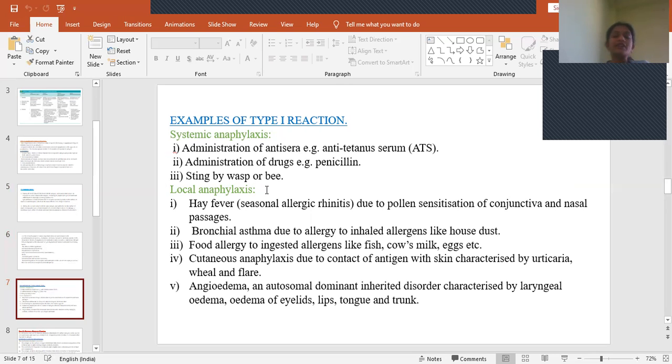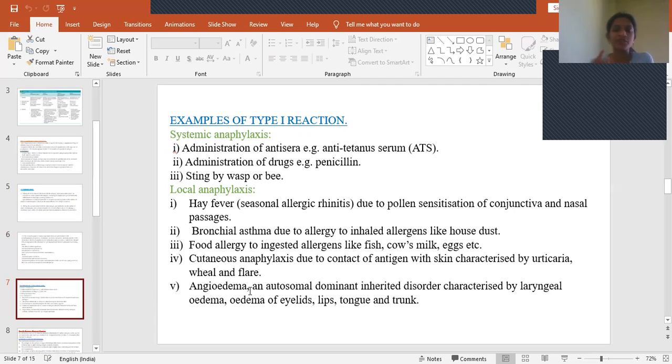And then coming to local anaphylaxis: hay fever, that is seasonal allergic rhinitis, and also due to pollen sensitization, affecting the conjunctiva and nasal passages; bronchial asthma due to allergens; food allergy due to some foods like fish, cow's milk, eggs, snake gourd; and cutaneous anaphylaxis due to contact of antigen with skin, characterized by urticaria. Urticaria is nothing but itching, wheal, and flare. That means it's a warmth kind of sensation and also inflammation that can be seen on the skin.